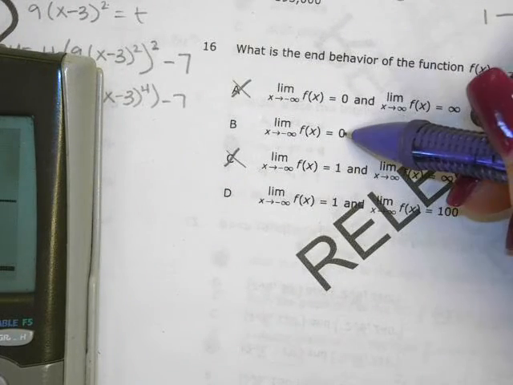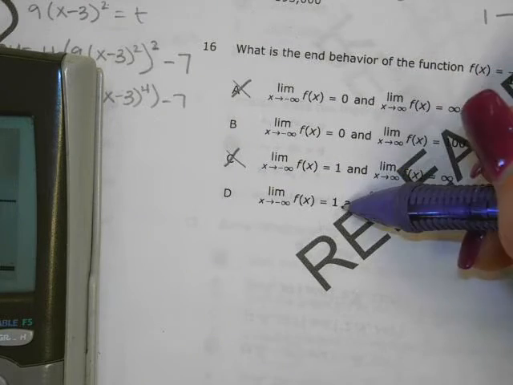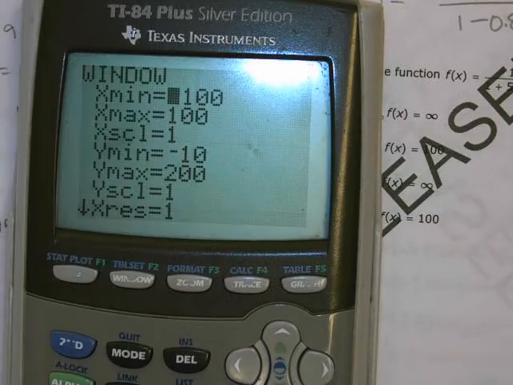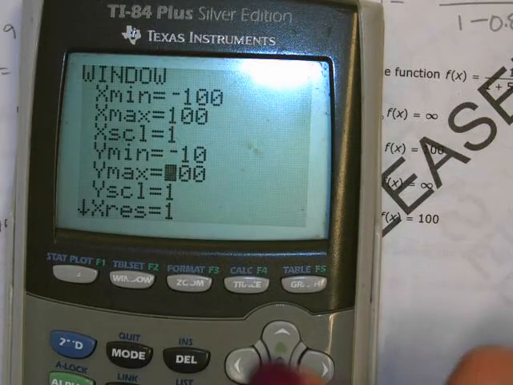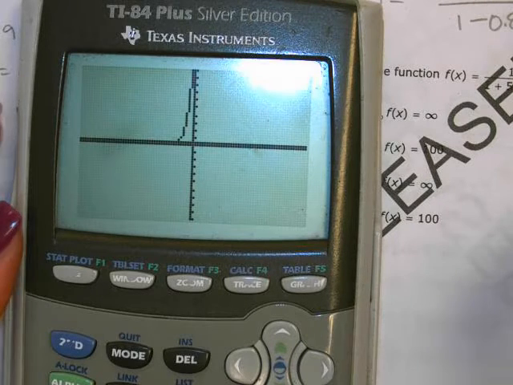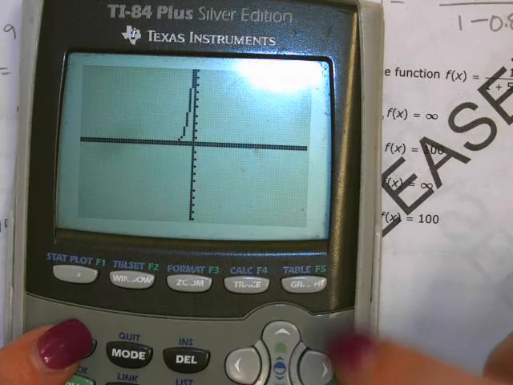So now we need to know on the left side, does it go to 0 or does it go to 1? And so it's kind of hard to see. I'm going to change my window and make this go to just 10. See if that helps. That did not help. Okay, so here's the next best thing.